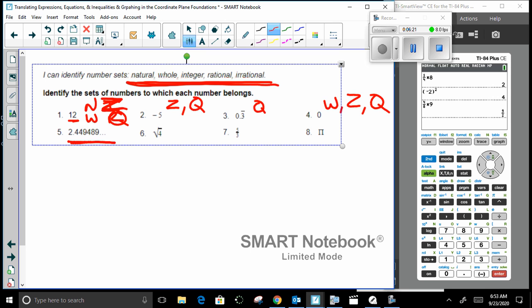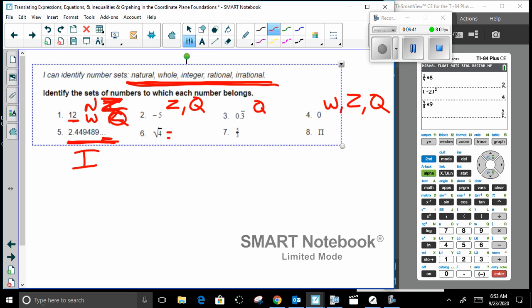This decimal, does it end? No, those dots at the end tell me it doesn't end. And there's no repeating pattern. That automatically is irrational. If it's irrational, it cannot be anything else. The square root of 2 cannot be reduced. What number times itself gives me 2? Oops, I told you the answer.